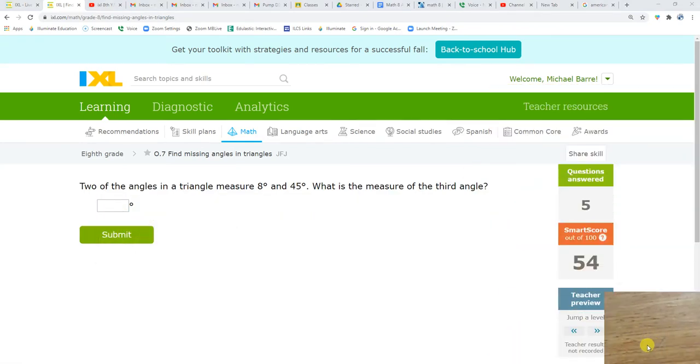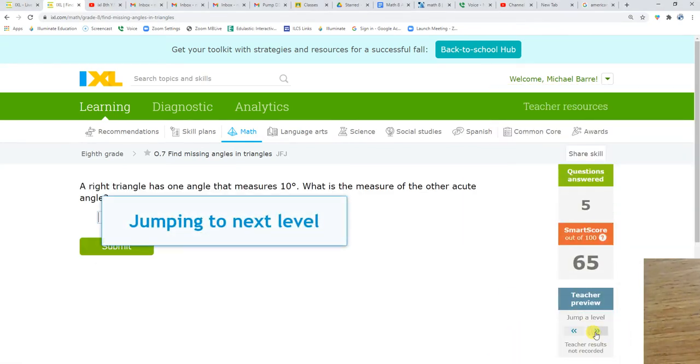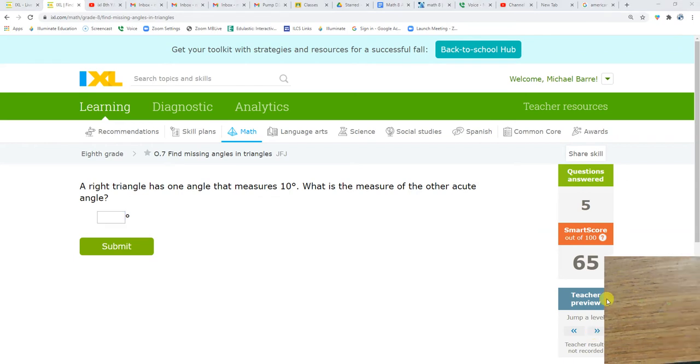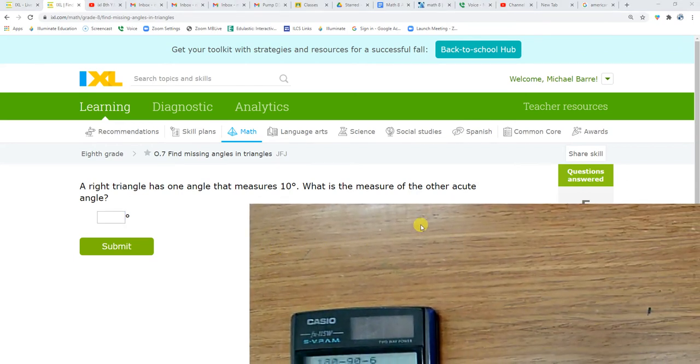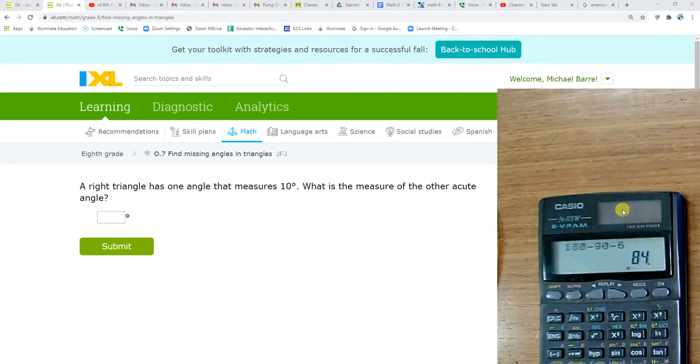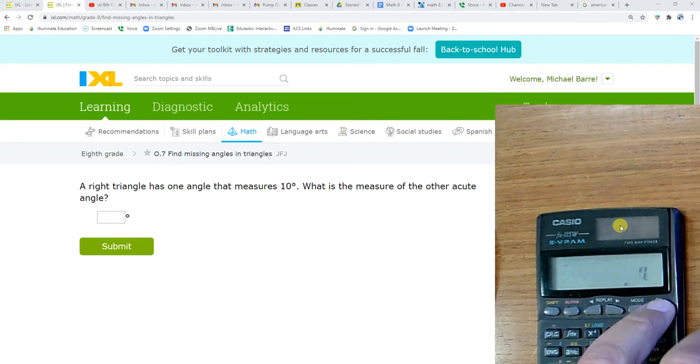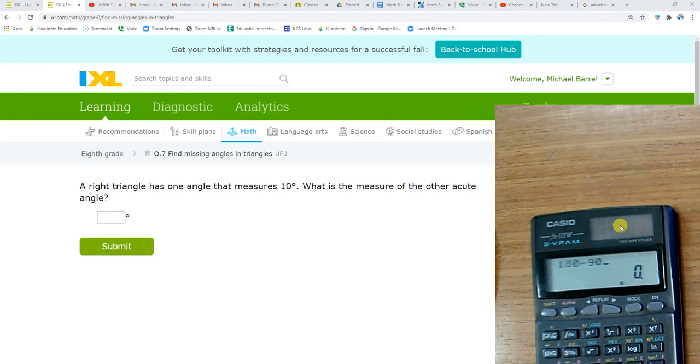Let's jump a level again. What is the measure of the other acute angle? A right triangle. Okay, so got it. So this one, it's a right triangle, so it's telling me something right there, right? So it's 180 minus 90 for the right angle, minus a 10, tells me the missing angle is an 80. So the trick here is to realize that a right triangle has a 90-degree angle.